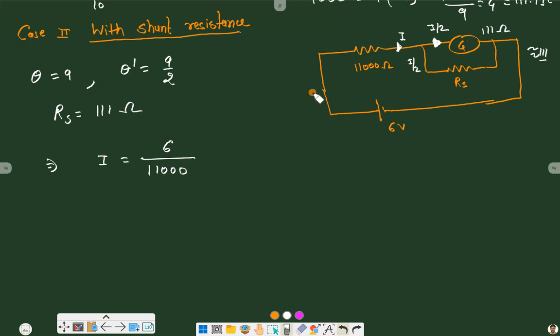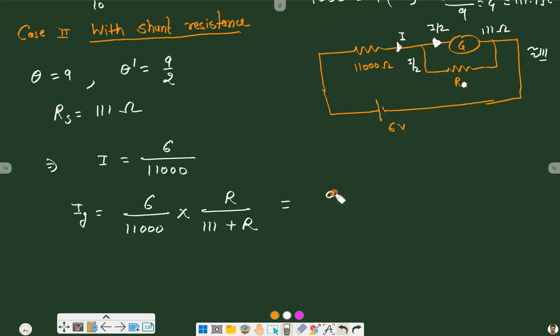Now this is the value of current flowing in the circuit. Now the value of current flowing through the galvanometer, or we can say Ig, will be 6 by 11,000 into, we have to find current through galvanometer, so we will take the other resistance, Rs. Let's take it as R, divided by their sum, that will be galvanometer 111 plus resistance R. So this is the current flowing through the galvanometer, and as mentioned, this produces theta by 2 deflection.